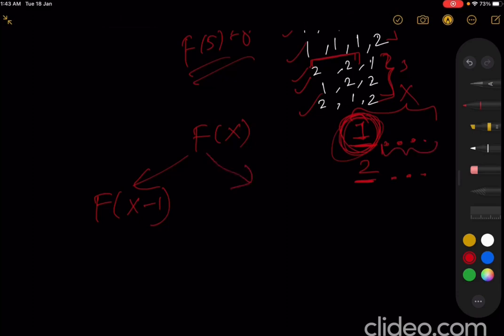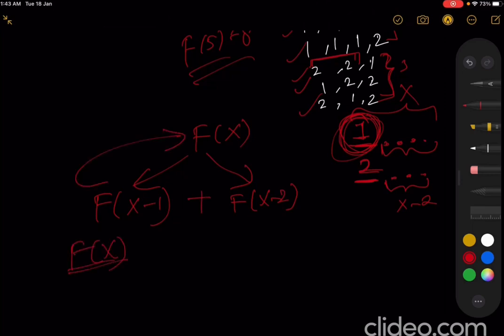Okay, similarly you find how many permutations will start with 2. If you are starting some permutation with 2, then the rest of the numbers must sum up to x minus 2. So you find these two things and simply sum them together, and that will be the value of f of x. So the number of permutations of 1 and 2 such that their sum is equal to x is basically the number of permutations with sum equal to x minus 1 plus the number of permutations with sum equal to x minus 2.